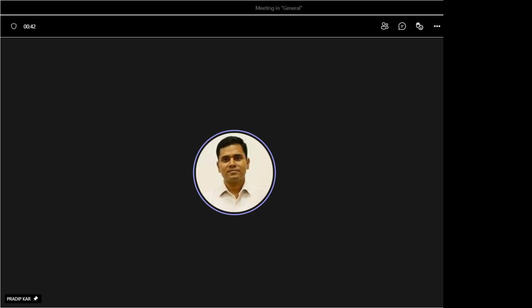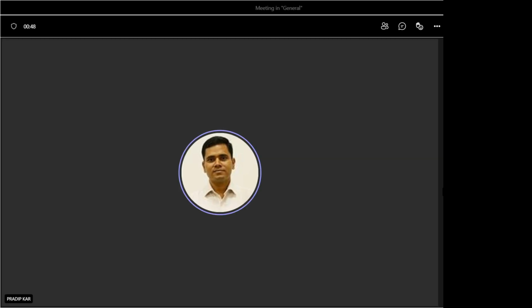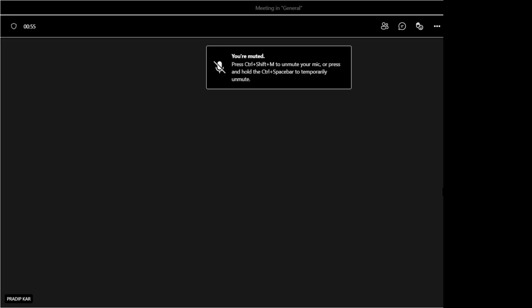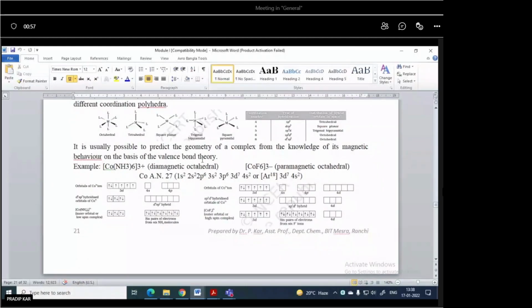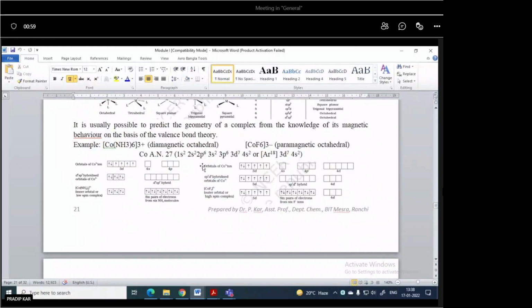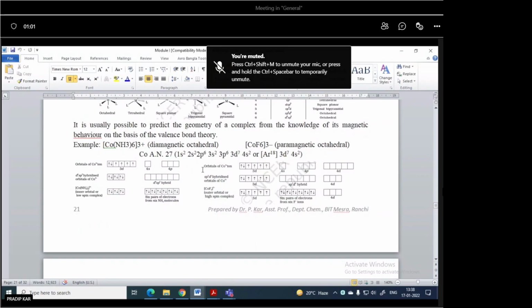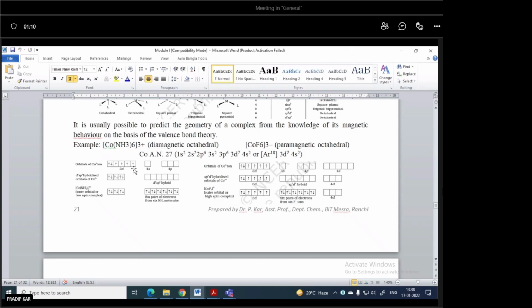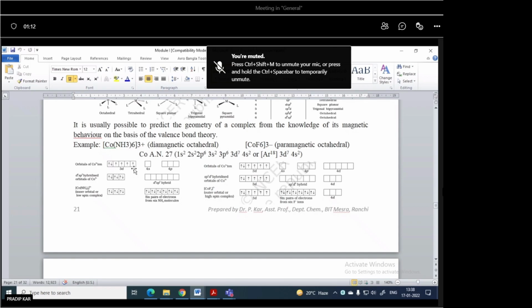Now let me share the notes with you. I think the note is visible here that we have discussed, and we have given you the home task to consider this example. In case of [Co(NH3)6]3+, we know that NH3 is strong.